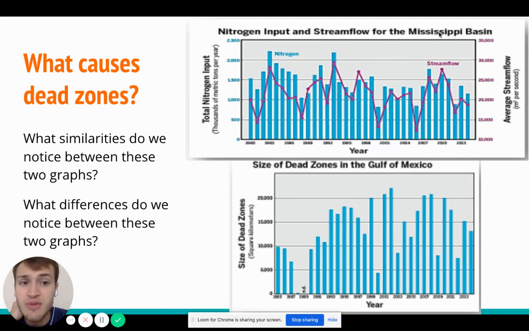And also, this is just for the Mississippi. This graph is only for the Mississippi River. There are other rivers that lead into the Gulf of Mexico, and they might be carrying runoff as well. So that's another thing that might explain these differences. Okay, but we know that nitrogen is a huge cause for dead zones.